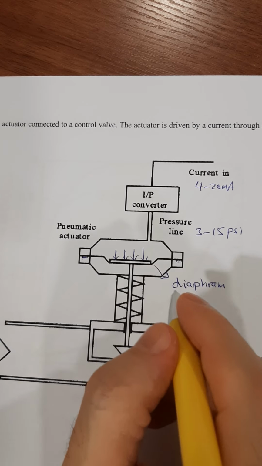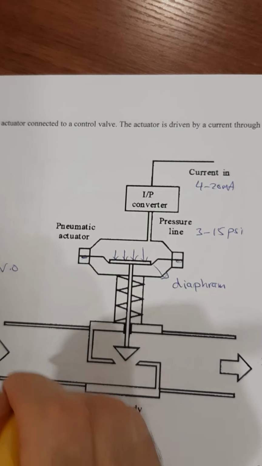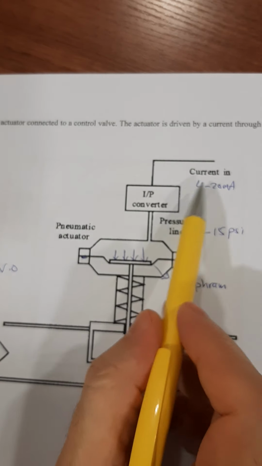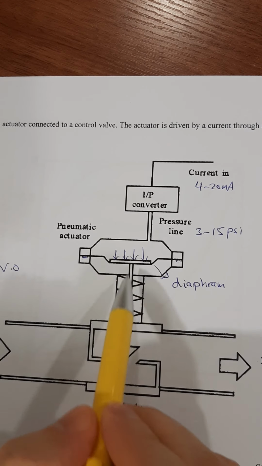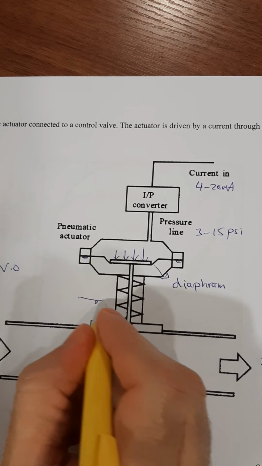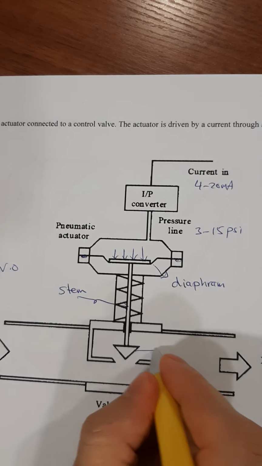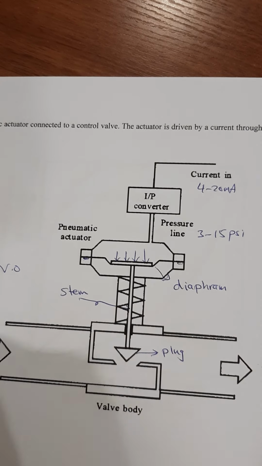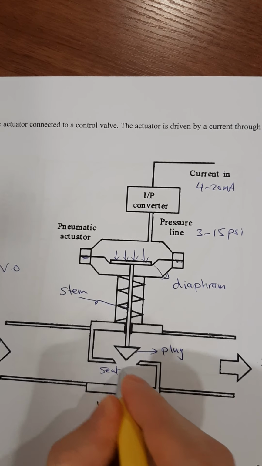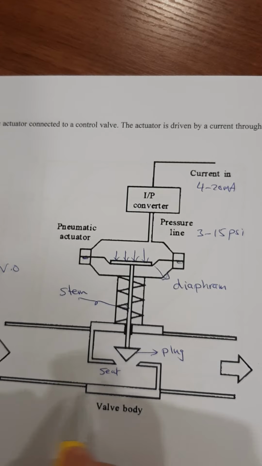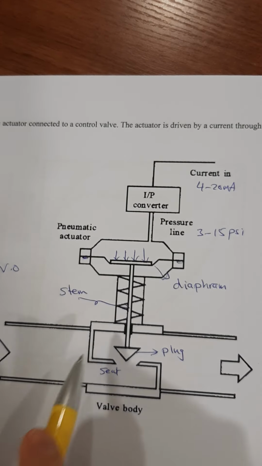And this is a normally open control valve, because it is normally open. When we apply current here, then the pressure here applies force on this system. This is the stem, and this is the plug. And this is the seat, and this is the valve body. So this is normally open.